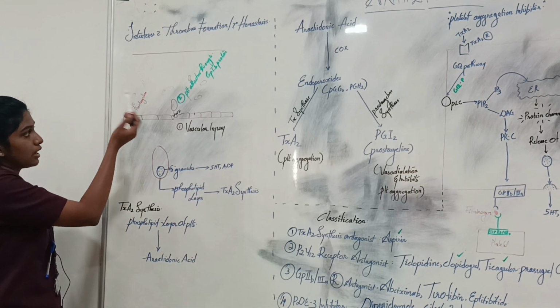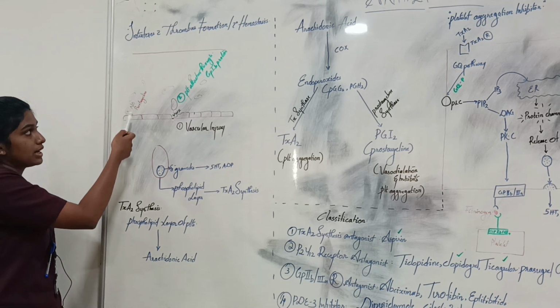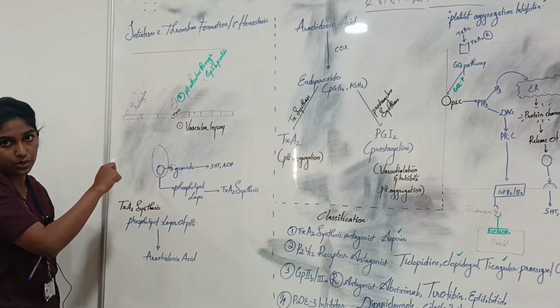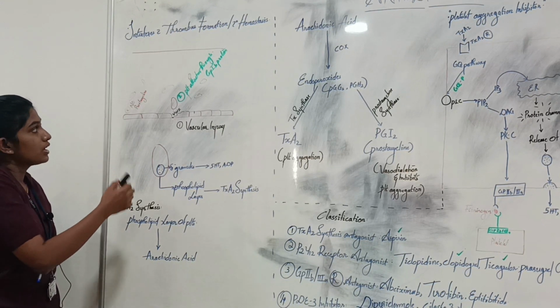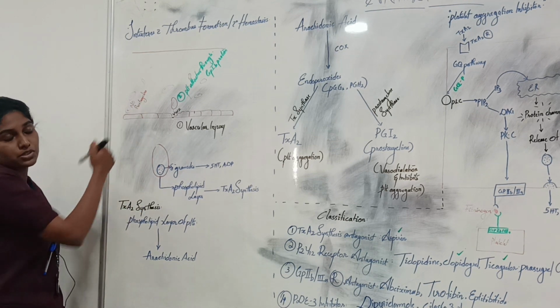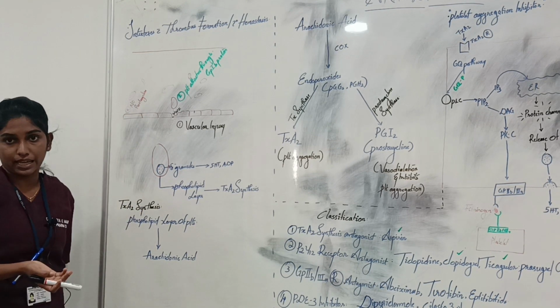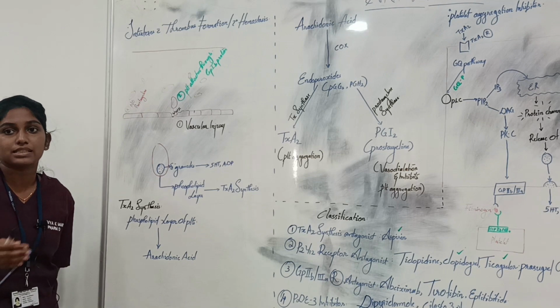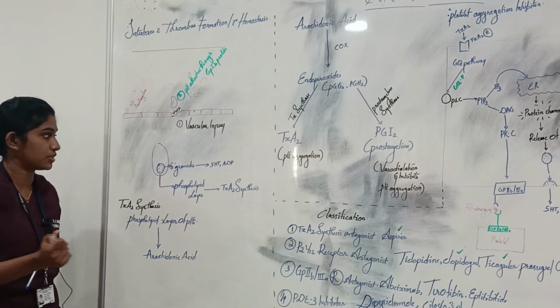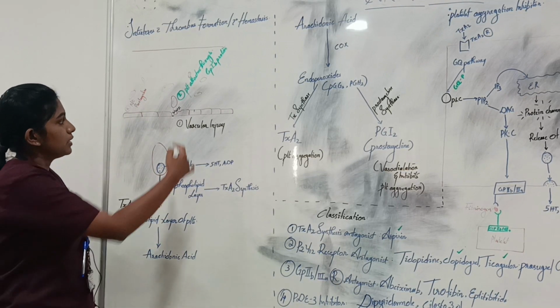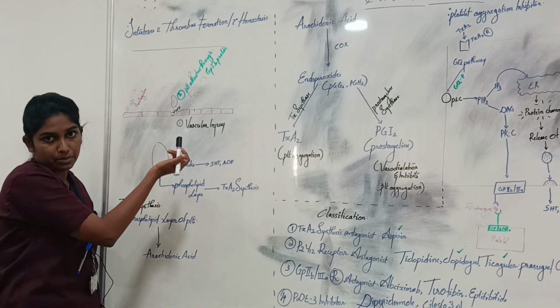Then, simultaneously, the nitric oxide and prostacyclin release from the endothelial cells will be reduced. Nitric oxide and prostacyclin are responsible for vasodilation and for keeping the platelets inactive, preventing platelet adhesion. Then the platelets come and attach to the von Willebrand factor.